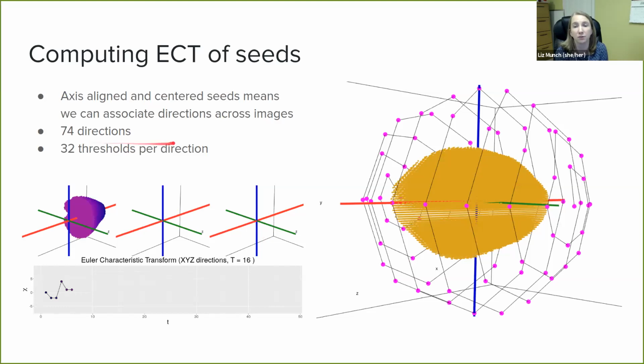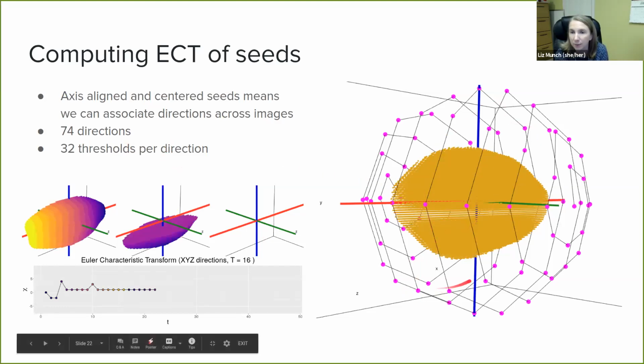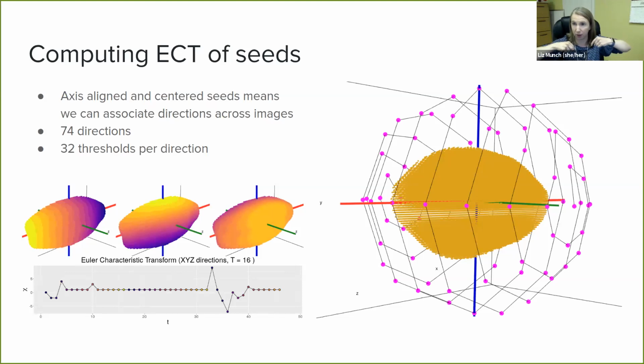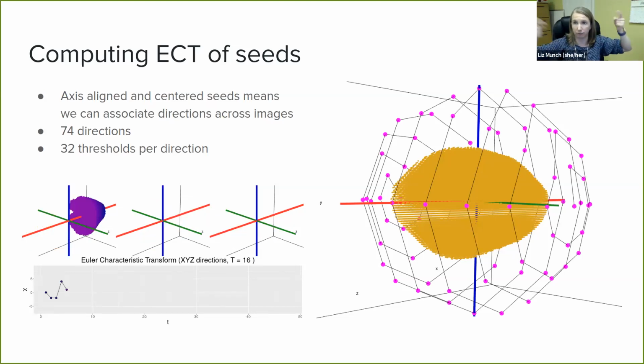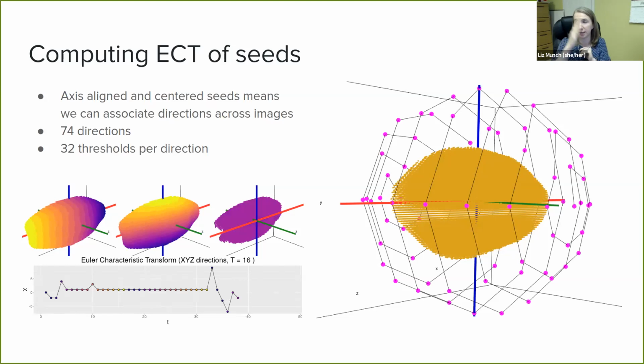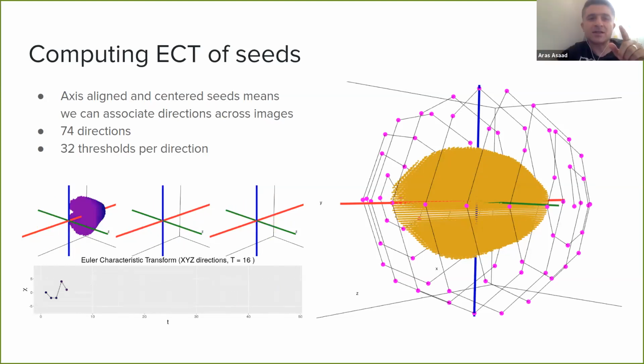So we picked 74 directions on the sphere. This picture over here shows all of the pink dots on a sphere, which are all the directions that we're pointing at the seed. And then we did thresholding to basically have stopping function values. So we did 32 thresholds. That's how many values.